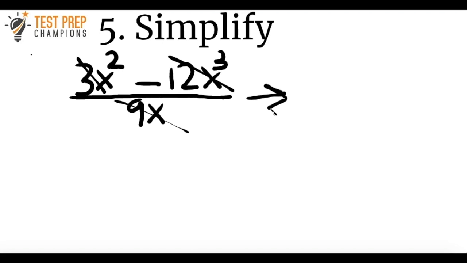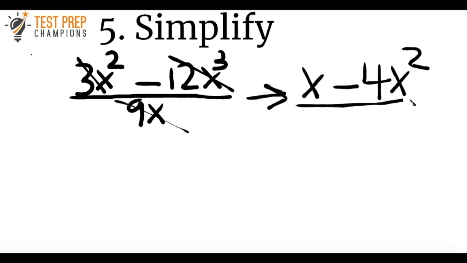Well, 3x squared. So 3 divided by 3 just gives us 1. We're going to divide x squared by x. All right, so x squared divided by x just leaves us with 1x. So we now have x. Now, what about our 12x cubed? So we're going to divide 12 by 3 here. So 12 divided by 3 gives us 4. And we've got this x cubed here. So x cubed, we're going to divide that by x. That is just going to leave us with x squared.